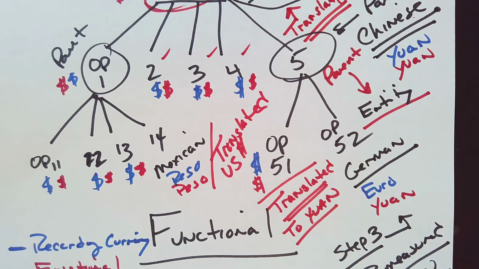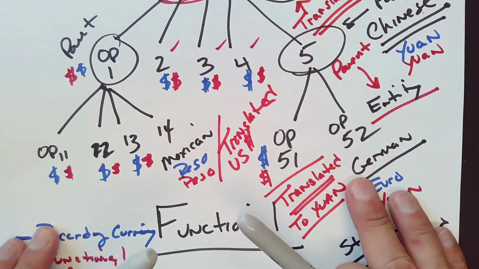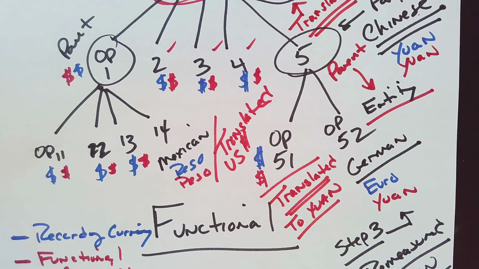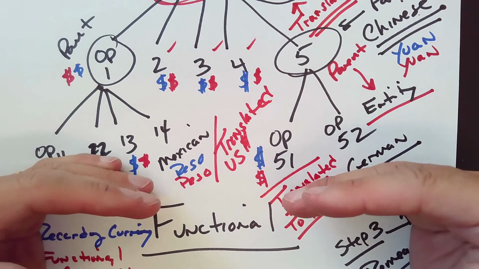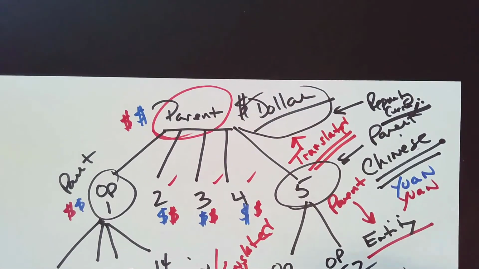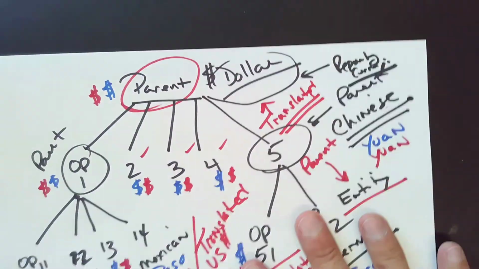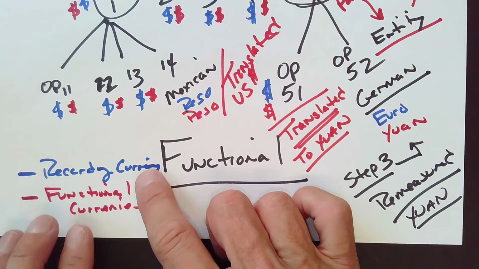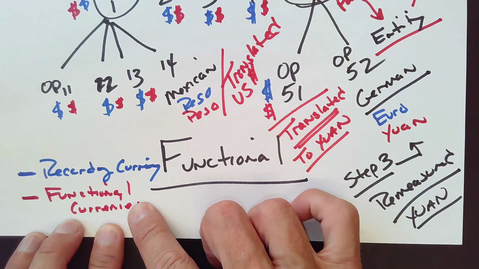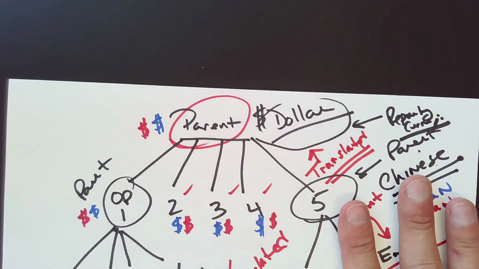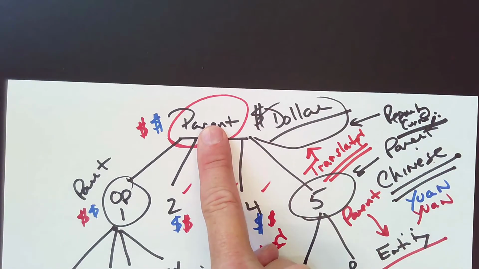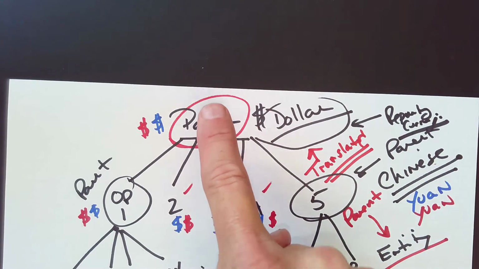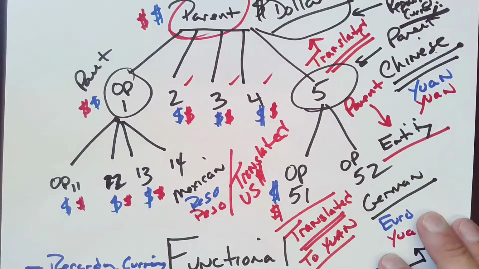Am I going to ask you to replicate this? Absolutely not. That's crazy. What we're trying to do is give you some exposure to this stuff and have you think about the logic of going from the bottom to the top and understanding what's the recording currency, what are the functional currencies, and how do I ultimately get to the reporting currency of the parent, the big parent, the father parent.